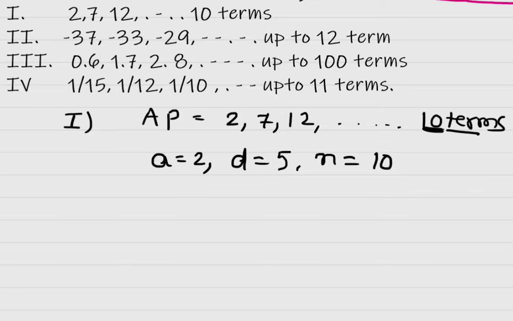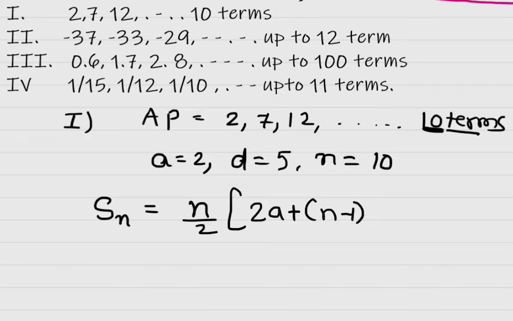Either you find out the nth term and use the formula n by 2 into a1 plus an, or you directly use the formula n by 2 into 2a plus n minus 1 into d. Since the 10th term is not given here, let us use the second formula. So Sn means sum of n terms. So the sum of n terms is nothing but n by 2 into 2a plus n minus 1 multiplied by d, that is the common difference.